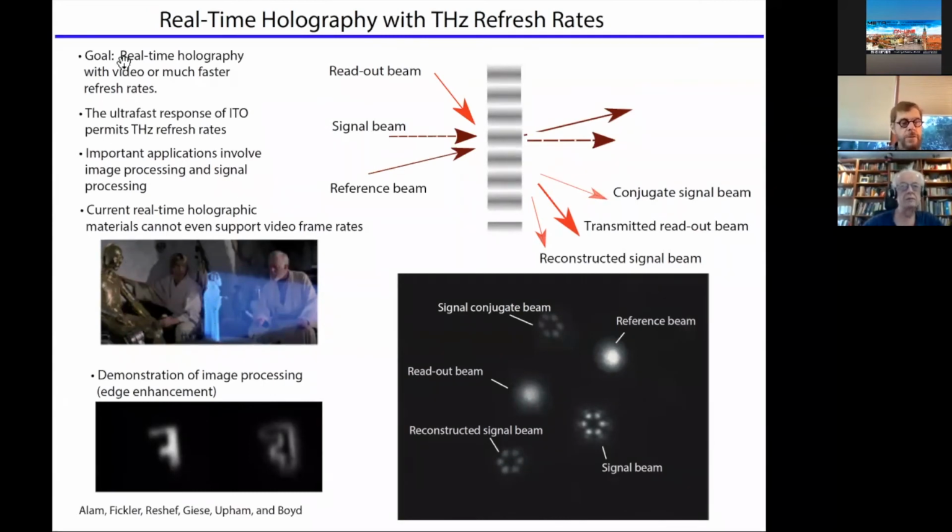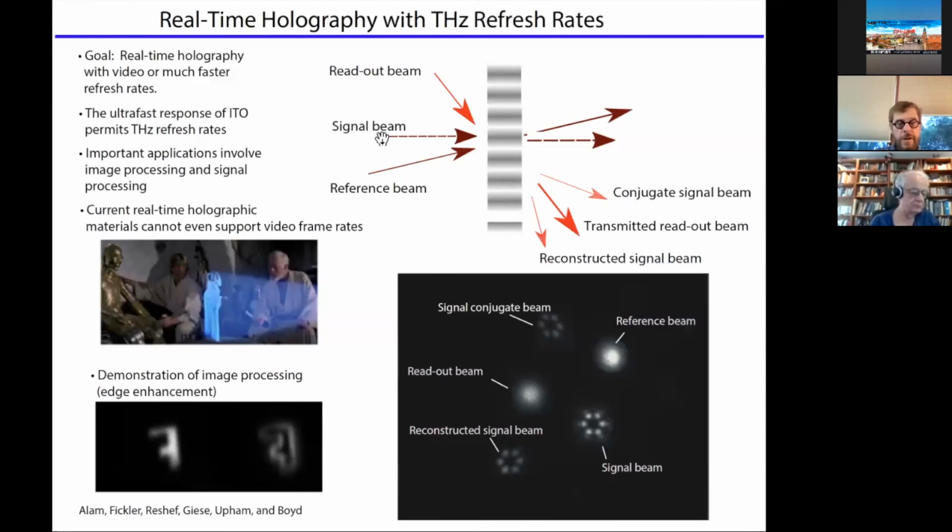So our goal is to do real-time holography with video or much faster refresh rates. ITO has refresh rates that permit terahertz rates. Important applications include image processing and signal processing. So we did the experiment. Here's a signal beam, which happened to be a petal beam from OAM studies.